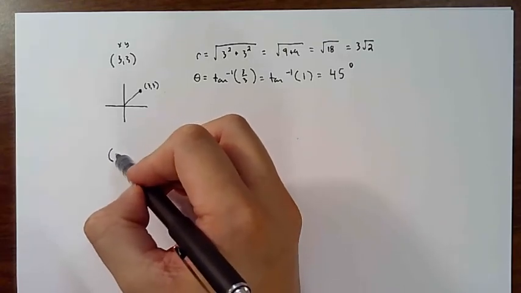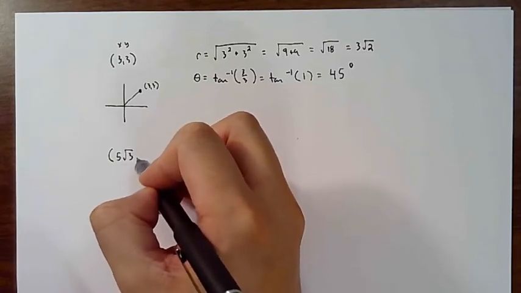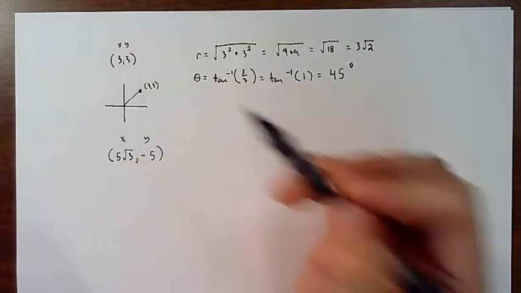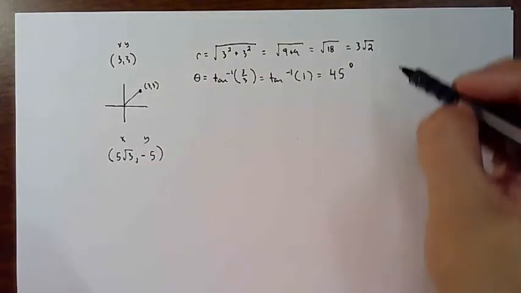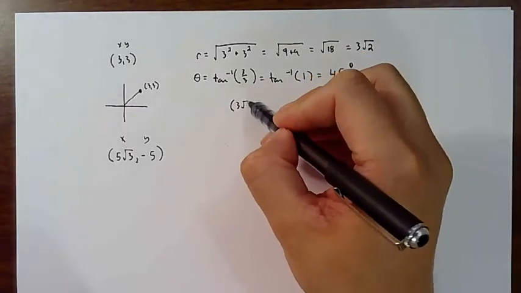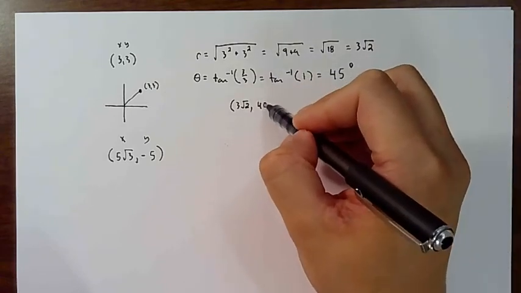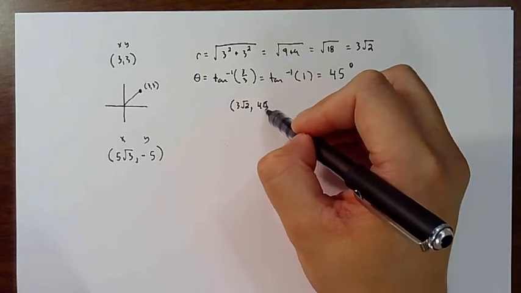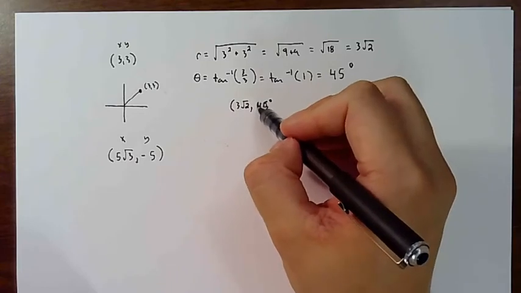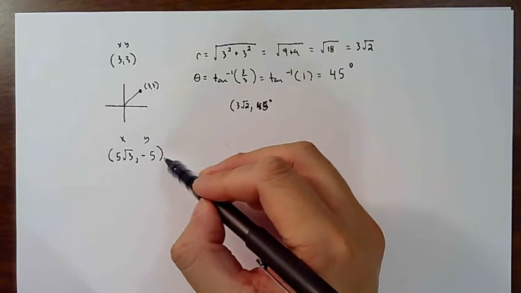All right. So let's do another example. Let's do 5 square root 3, comma, negative 5. Okay, so again, x and y. Oh, sorry, I should write the final answer for this, which is 3 square root 2 r, and theta, which is 45 degrees. 45. Sorry about that.